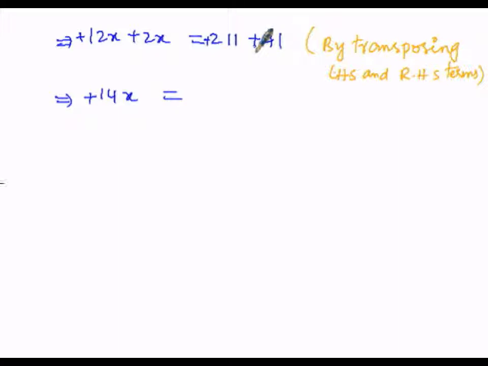For further simplification, we have to add up 211 plus 41, so 252. So here to assess the sign among 41 and 211, 211 is greater, so its sign is positive.